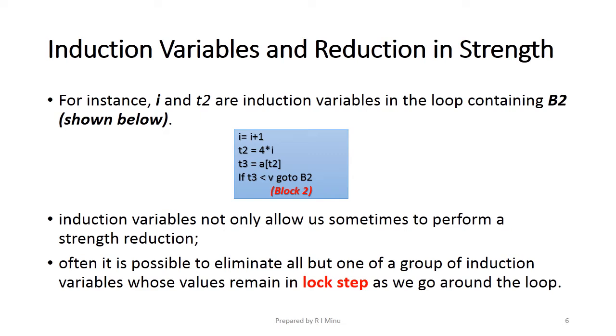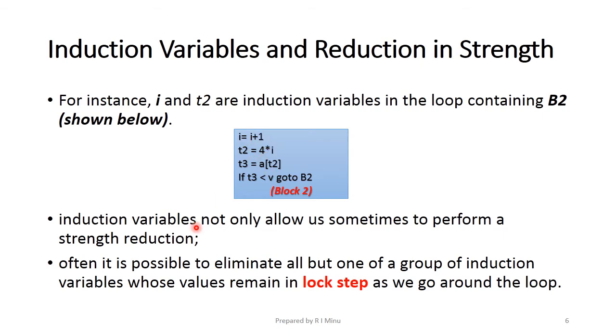Okay, let's come back to our example which has been used. If you are seeing my video for the first time, please go back to one of my earlier videos, where I have explained what example we are actually using. Otherwise, you just follow the instructions and you will understand it anyway. So here you can see that, for instance, i and T2 are the induction variables in this loop, in this block B2. Here i and T2 are induction variables. Why? T2 is being used here and i is being used here.